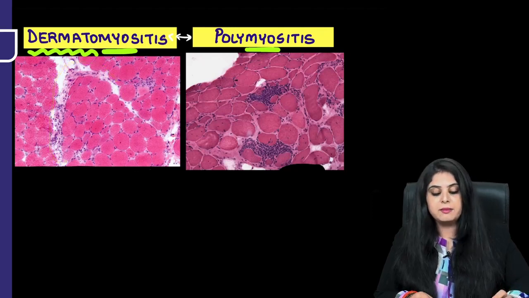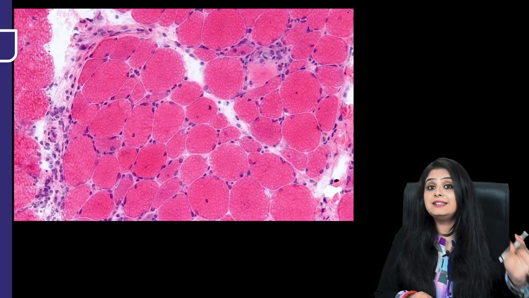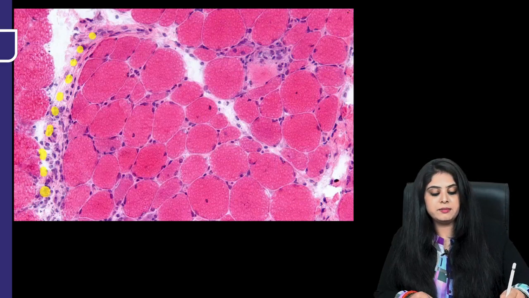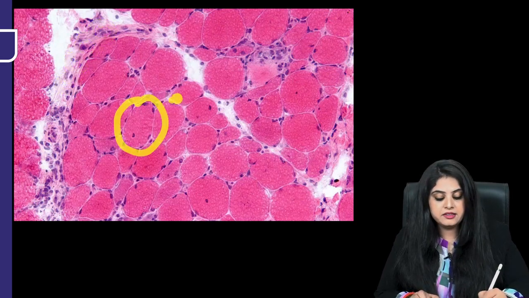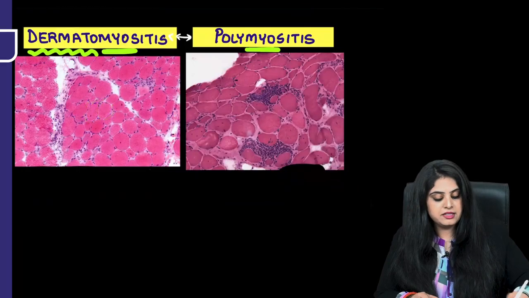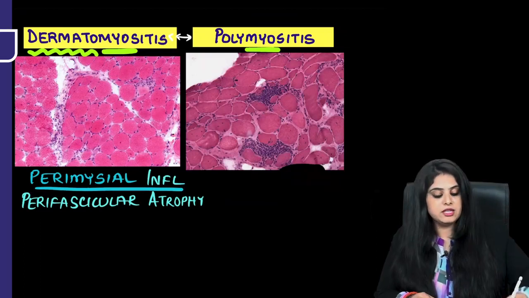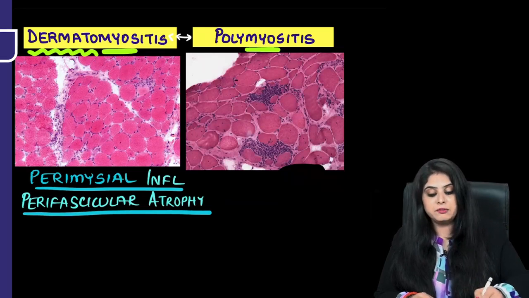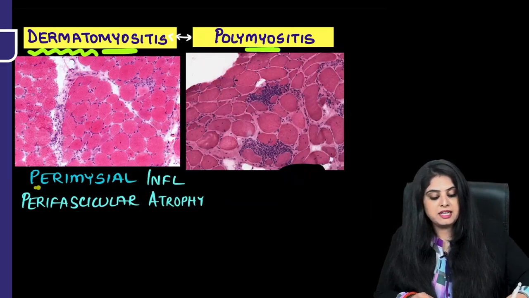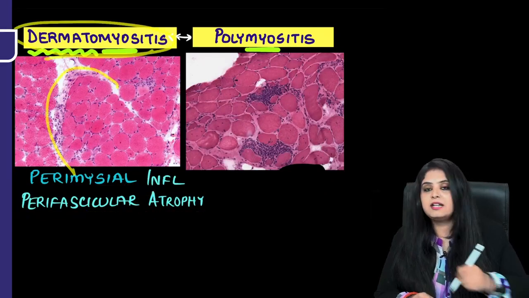So if you look carefully in dermatomyositis, itis, all the inflammation is also at the periphery. And you will also notice that jo periphery pe cells hain, the muscle at the periphery is smaller, muscle in the center is bigger. So what am I noticing? I am seeing that there is a perimysial inflammation. Bahar, periphery mein inflammation hai. And perifascicular atrophy, the muscle at the periphery is becoming atrophic, means it is becoming smaller. So everything is perimysial inflammation, perifascicular atrophy, that is all periphery pe, that is dermatomyositis.